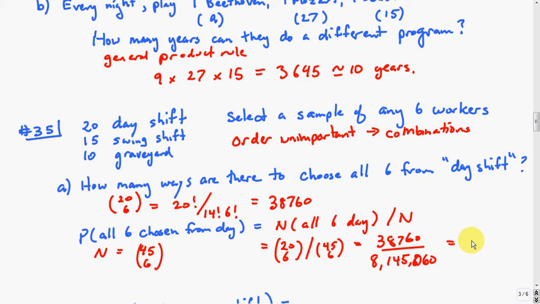And when we simplify that, we get 0.00476. So the chances are pretty small that all 6 workers come from the day shift, about 0.5%, give or take a little bit. And that makes sense, that you're unlikely to choose all 6 workers from less than half of the group. All right, so that's part A.